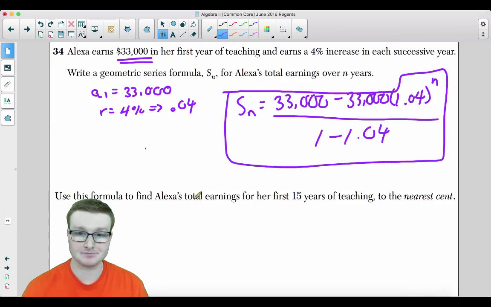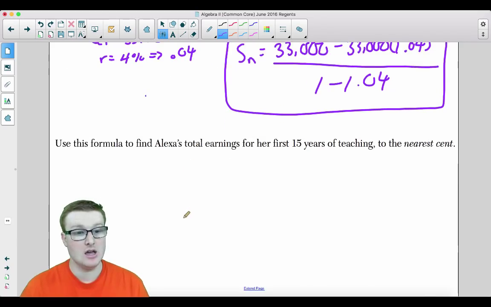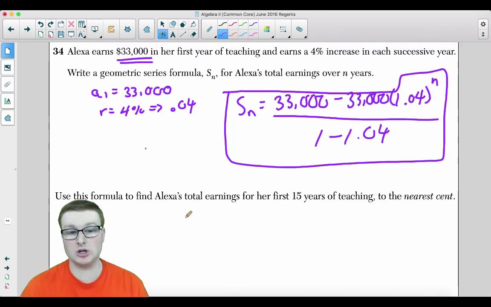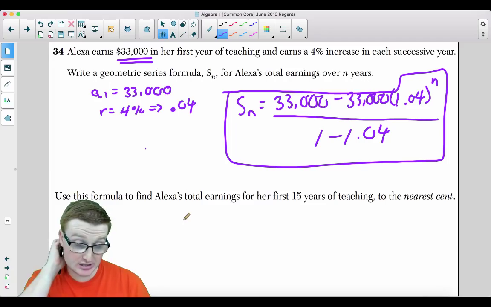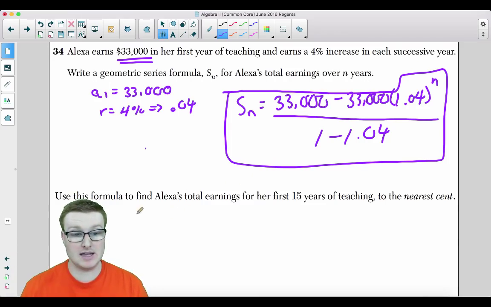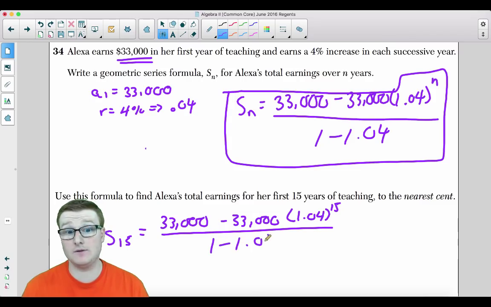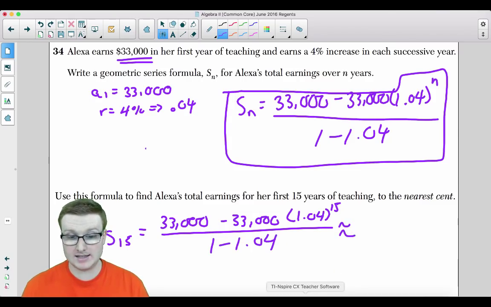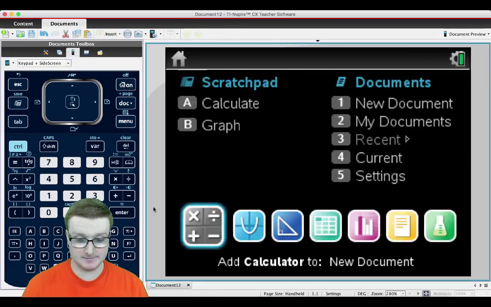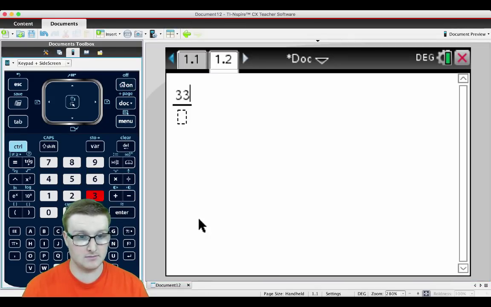Not too bad. Now let's take a look at this. Use this formula to find Alexa's total earnings for her first 15 years of teaching to the nearest cent. Great. So all you're doing is making n equal 15. Plug it in, see what you get. So S of 15 equals 33,000 minus 33,000 times 1.04 to the 15th divided by 1 minus 1.04. Now, when you approximate that to the nearest cent, it's going to be a lot of typing.